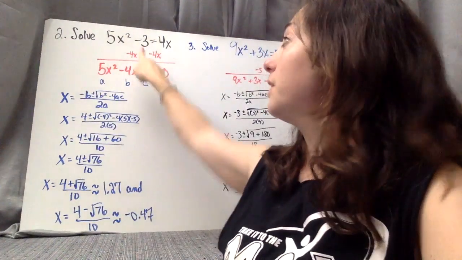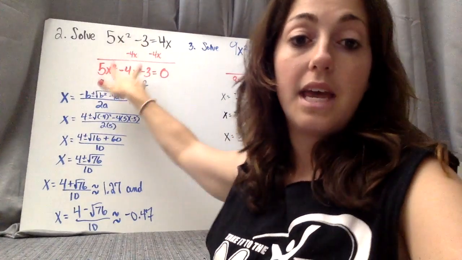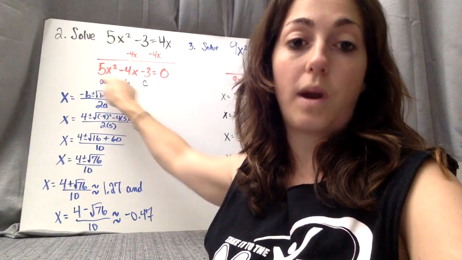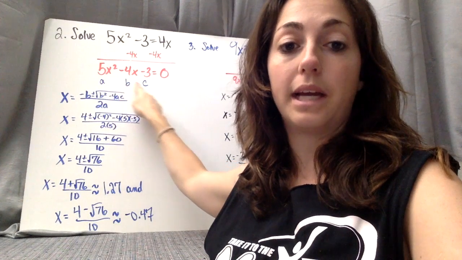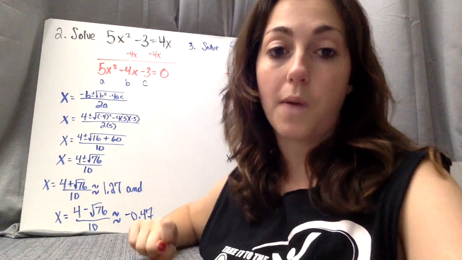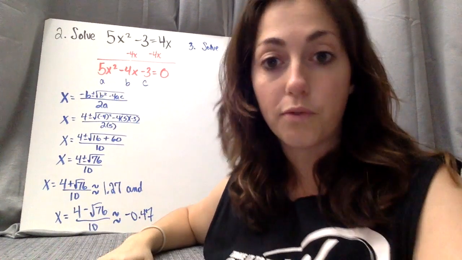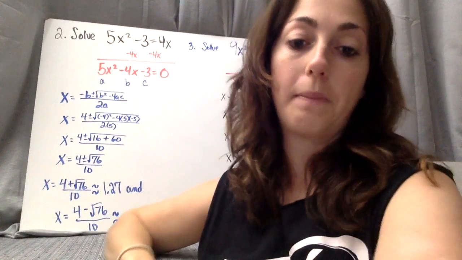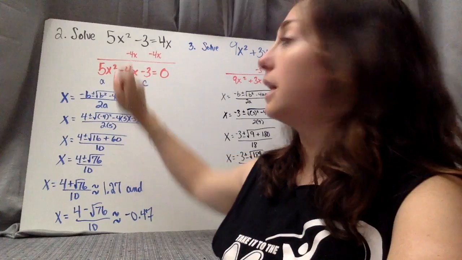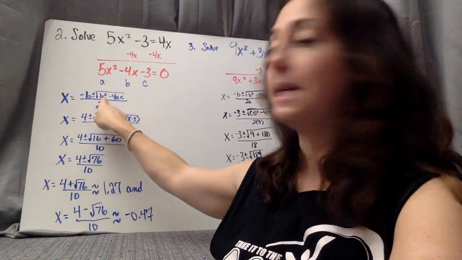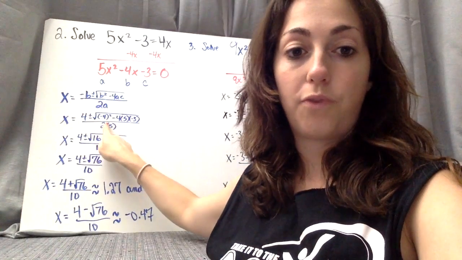Now I specifically placed this -4x in between my 5x squared and my -3 so that I have ax squared plus bx plus c equaling 0. Has to be in that order in order for you to correctly put your variables in the right places. So now my b value is -4, so I'm placing my b's with -4.